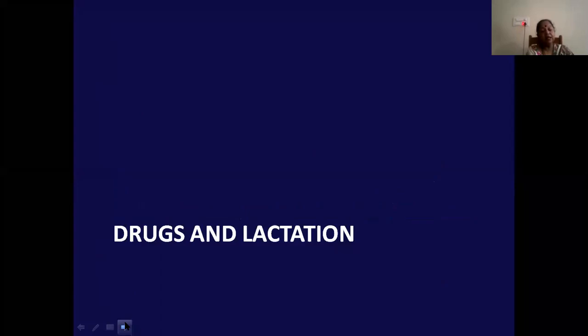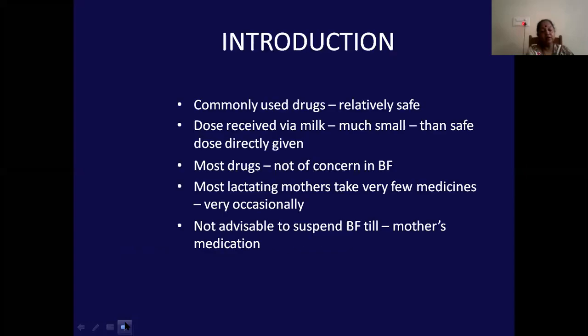There are other things I want to tell about drugs. Whenever you are prescribing drugs, the dosage should be correct. You should explain to the patient the correct dosage and side effects, and the neonatal side effects as well. The commonly used drugs in lactation are relatively safe, and the dose received via milk is much smaller than the safe dose directly given. So most drugs are not a concern in breastfeeding. Most lactating mothers take very few medicines, and very occasionally. So it is not advisable to suspend breastfeeding for the mother's medication.